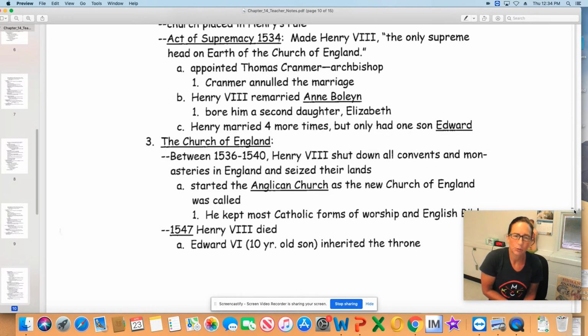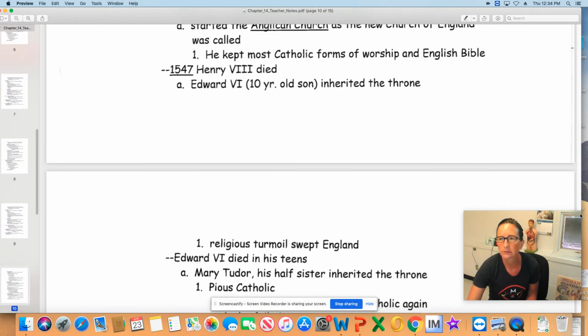The Church of England: between 1536 and 1540, Henry VIII will shut down all the convents and monasteries in England. He'll take all church property, and that will now belong to Henry VIII and England. He will start what's known as the Anglican Church, or the Church of England. The Church of England kept a lot of the same things that the Catholic Church was doing. He kept most Catholic forms of worship, and he kept the English Bible. Eventually, in 1547, Henry VIII will die.